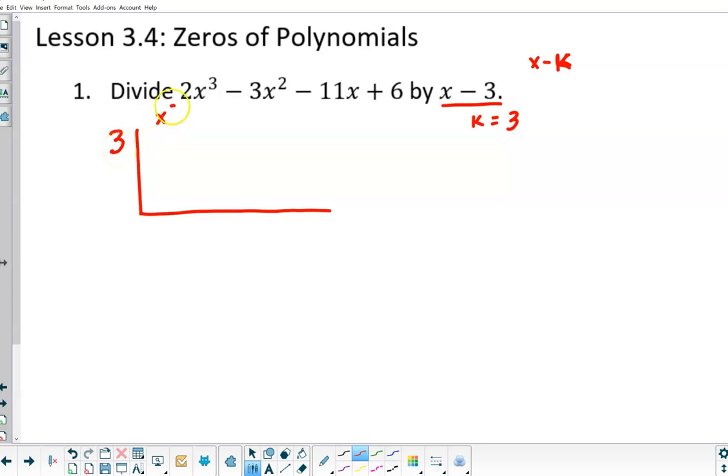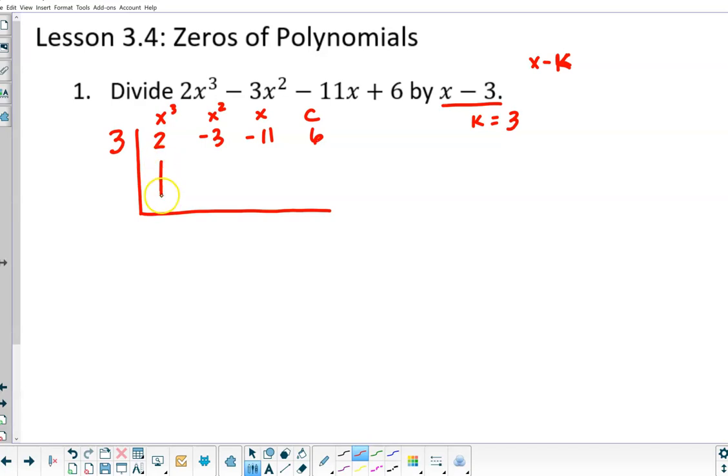Then remember, you don't have to write these up here, but I always start with the highest exponent and then go down from there. So I have my coefficients below that, so 2, -3, -11, and 6. Okay, so now we're going to do our synthetic division.